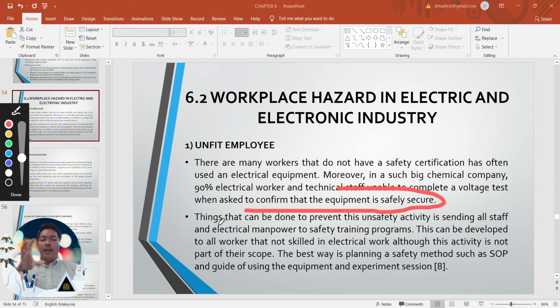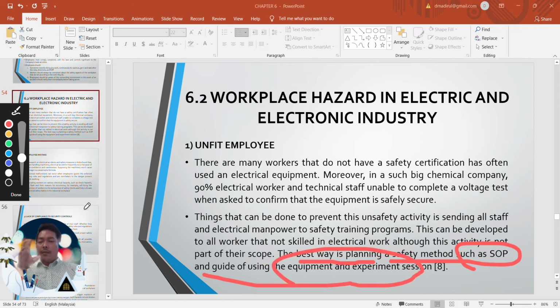Things that can be done to prevent these unsafe activities are sending all staff and electrical manpower to a safety training program. This can be extended to all workers that are not skilled in electrical work, as it is not part of their scope. The best way is planning a safety method such as SOP and a guide for using the equipment, and experiment sessions.